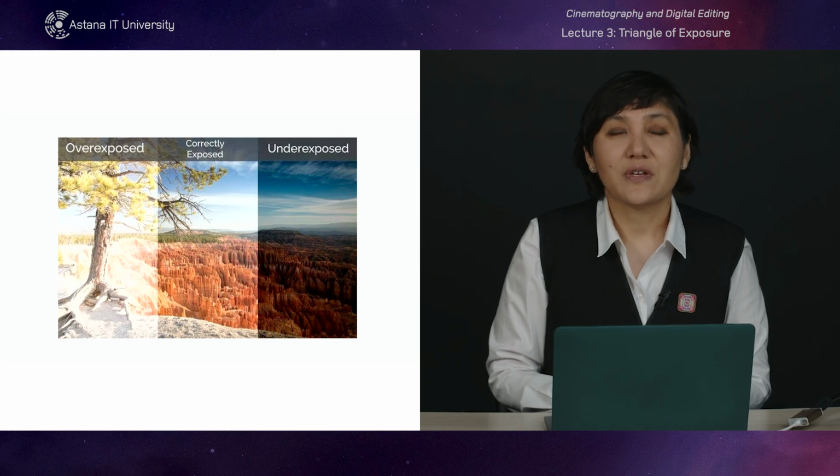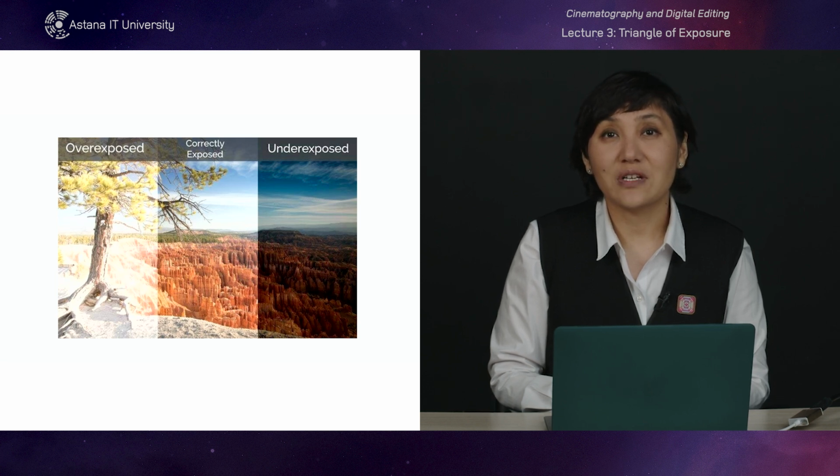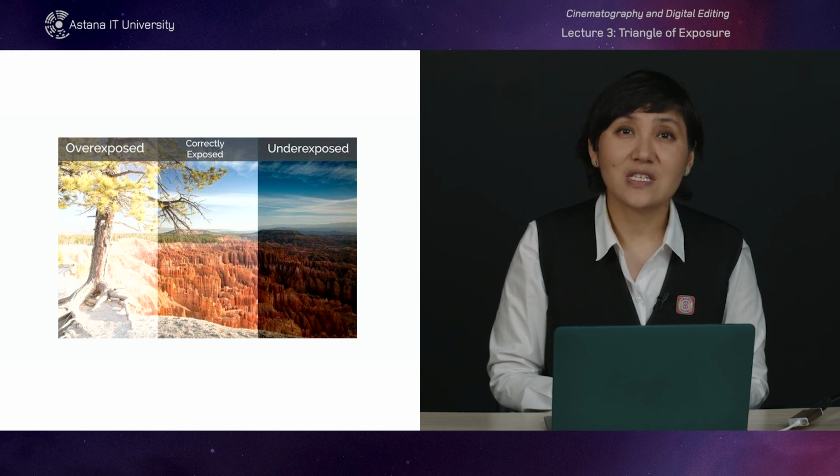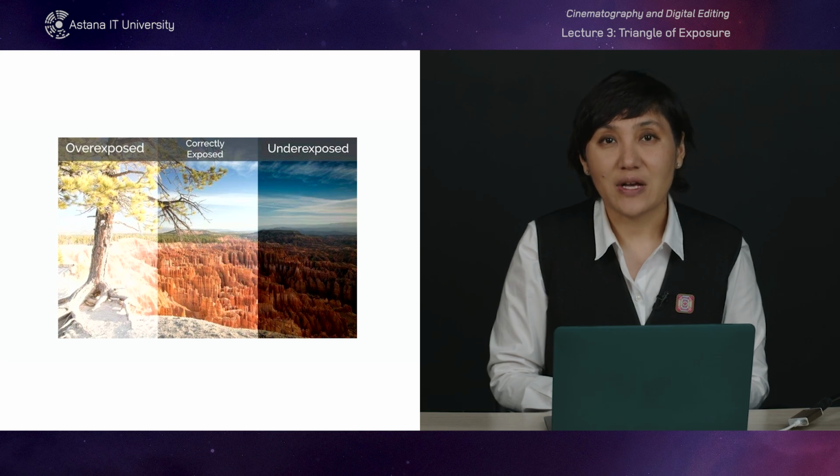In cinematography, exposure is not just about technical accuracy, it's also a creative tool that can be used to convey emotion, highlight certain elements, or guide the audience's attention. For instance, a well-exposed shot in a dramatic scene might maintain the detail in both the actor's face and the dimly lit background, enhancing the emotional impact.